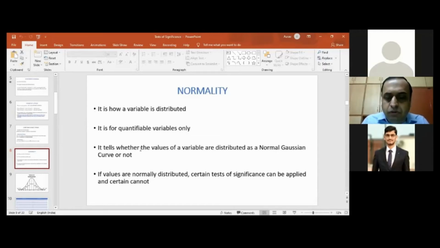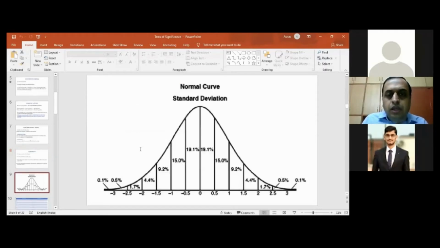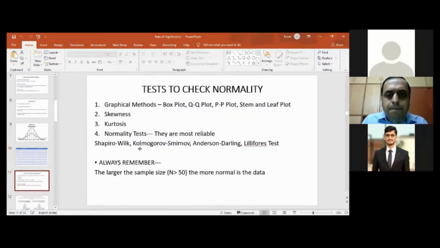But for you, it must be known. But how to check normality? A researcher can ask, how can we check normality? So there are certain methods. There are graphical methods to check normality. Then there is skewness, kurtosis, and then most importantly, there are normality tests. Tests like Shapiro-Wilk, Kolmogorov-Smirnov, Anderson-Darling, and Lilliefors tests are used.